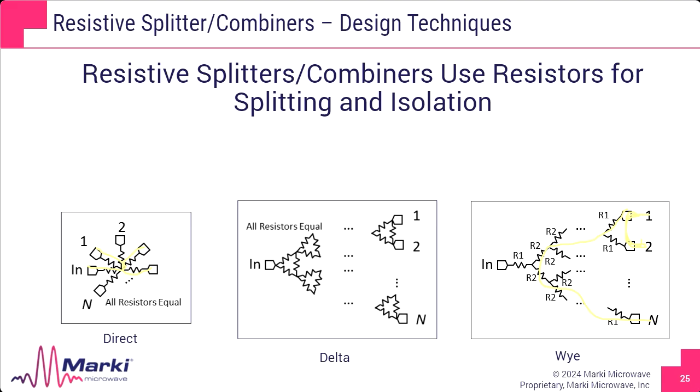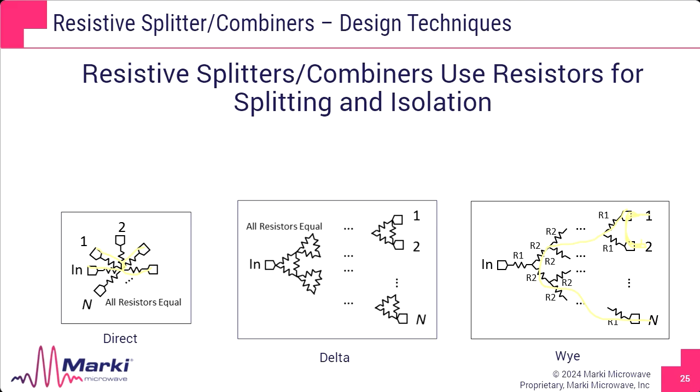Now, the direct topology on the left is the simplest design. It's easy to understand and implement. However, it does come with some trade-offs. And one of the major issues that this design has compared with the Y and the delta is that all the power dissipation occurs across fewer resistors. So what this means is each resistor in the direct topology has to handle more power. This limits the total power capacity of the entire splitter circuit.